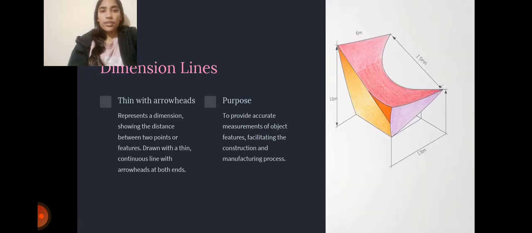Okay, now dimension lines. They represent the dimensions of the drawing. A dimension line is thin with arrowheads, showing the distance between 2 points or features, drawn with a thin continuous line with arrowheads at both ends. The purpose is to provide accurate measurements of object features, facilitating the construction and manufacturing process.